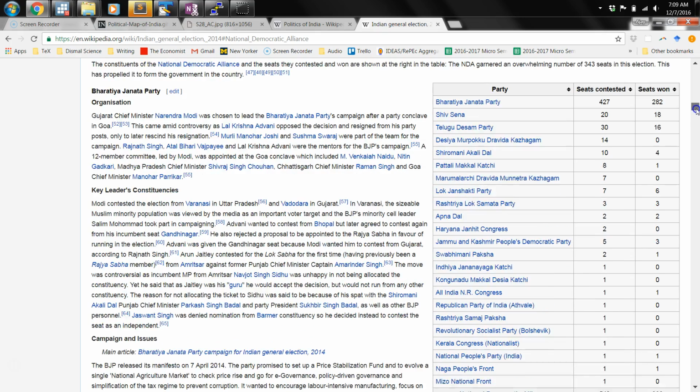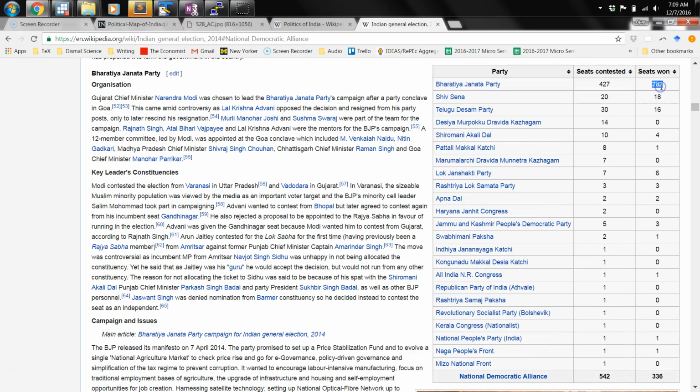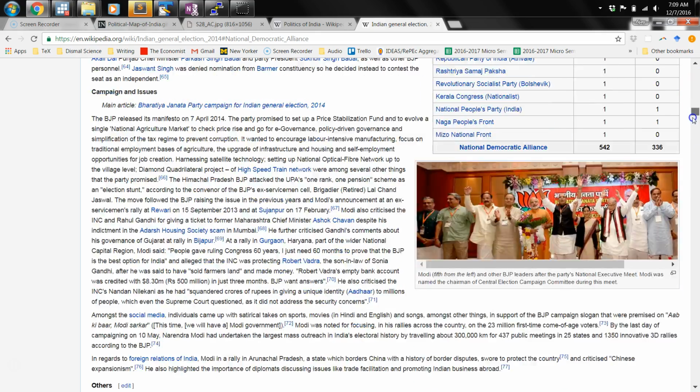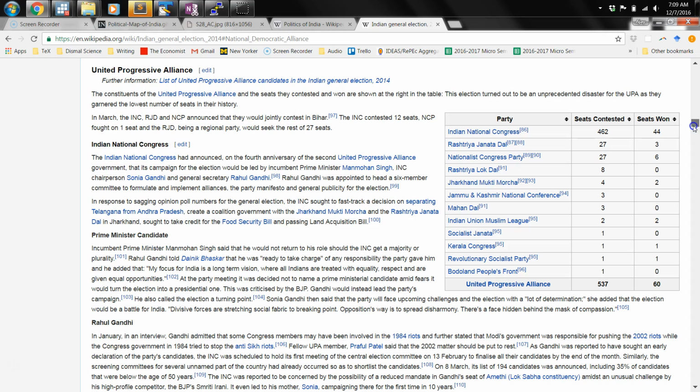But yeah, so their coalition, in addition to the seats won by the leading party, there's also quite a few seats won by the smaller parties. And the same goes for the United Progressive Alliance. So the Indian National Congress won a lot fewer seats than the BJP here, and their coalition did a lot worse. So this was a crushing defeat for the United Progressive Alliance in the most recent election.